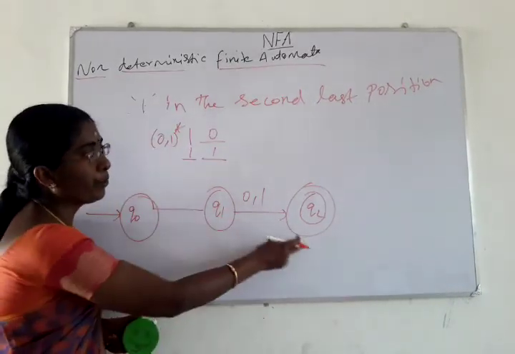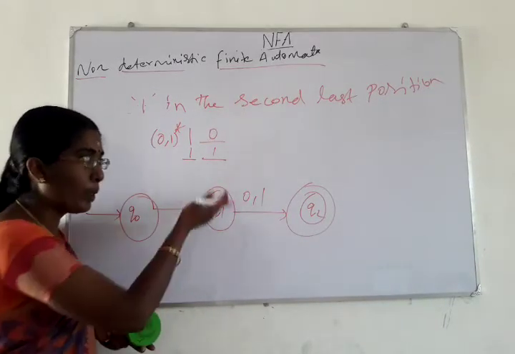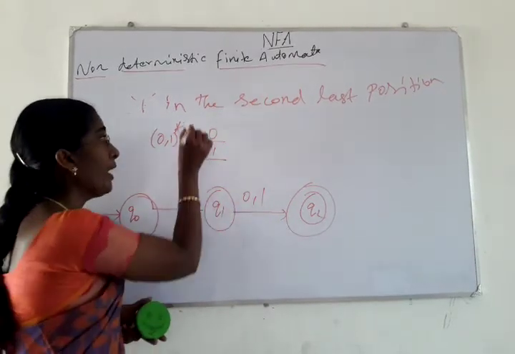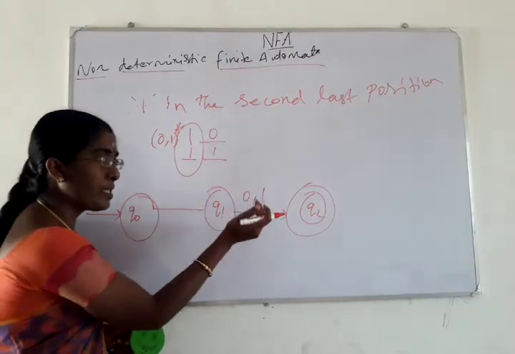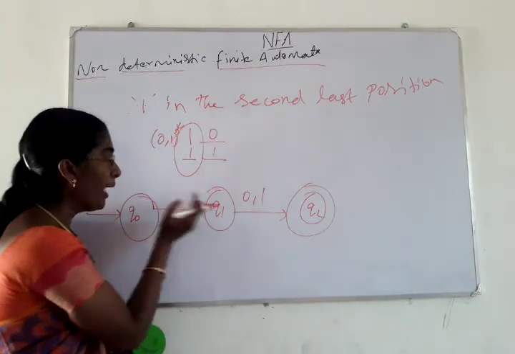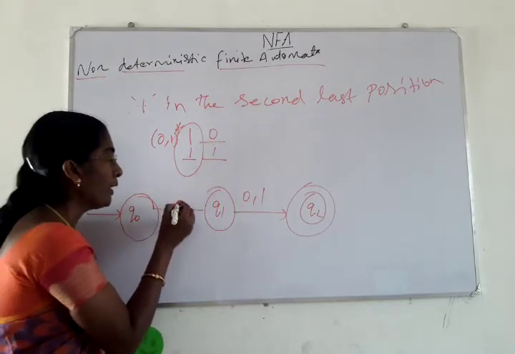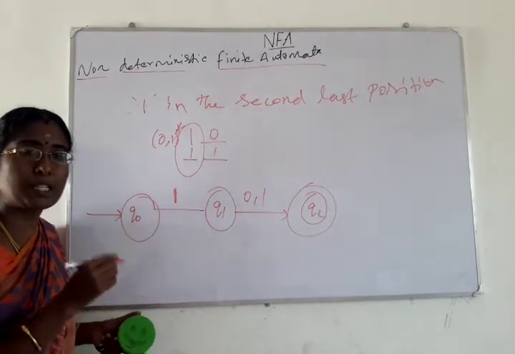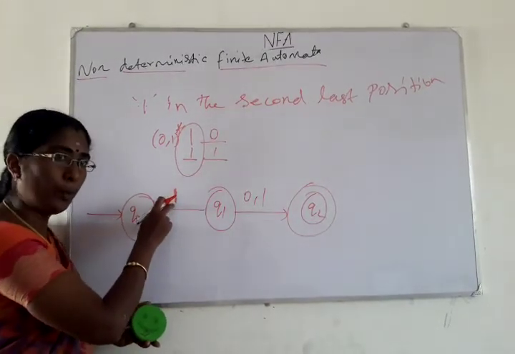From Q1 to Q2 we are moving for either 0 or 1. There is no restriction on 0 or 1. But the restriction is that the second last symbol is exactly equal to 1. Second last means this is the last position, and this is the second last position's transition. Right? So the second last position's transition input symbol is equal to 1.